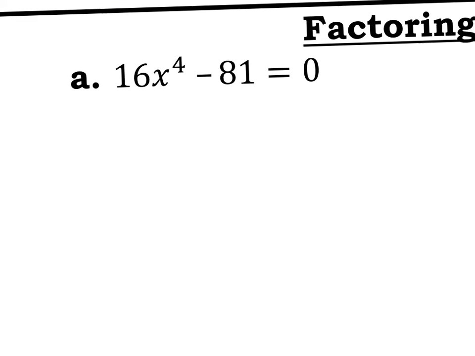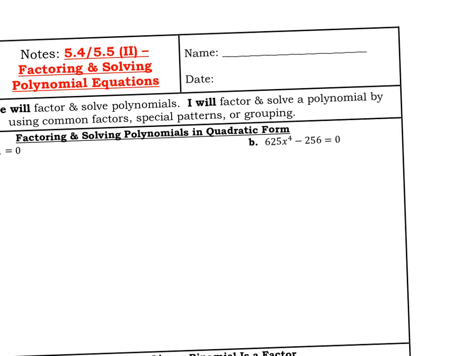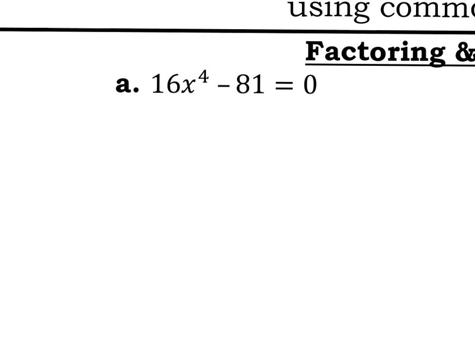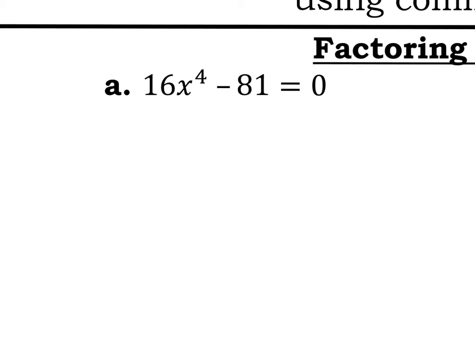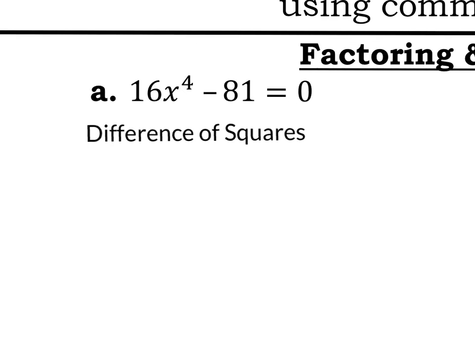So this one right here, part A, and actually part B too, these are difference of squares. So difference of squares is you have to have two terms, and both of those terms need to be square rootable, and you need to have a minus sign right there in the middle. Okay, so it's just two terms. Can you take the square root of the first term? Can you take the square root of the second term? And the answer for this one is yes.